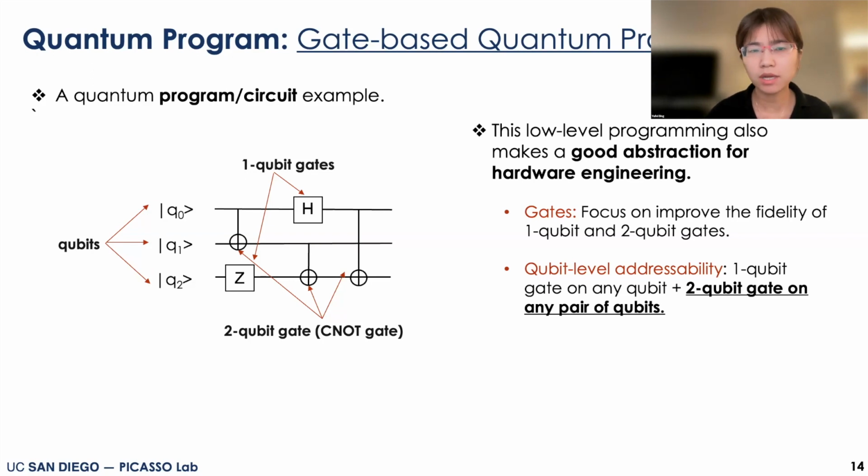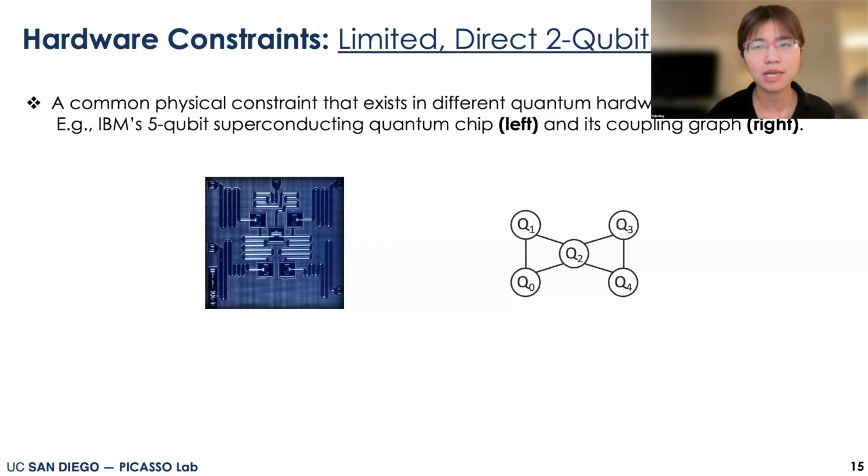But there also comes one limitation, that is this kind of qubit-level addressability. Usually when we write our program, we assume that the 2 qubit gates can be applied to any pair of qubits. But on real hardware, that's not the truth. In fact, we usually have limited direct 2 qubit gates, and it's a common physical constraint that exists in different kinds of quantum hardware.